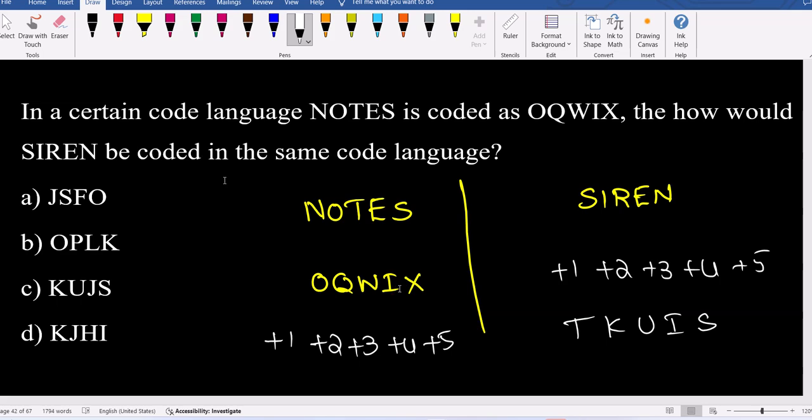Plus 1 T. Yeah, I think there's maybe a typing mistake here. The word "siren" is 5 letters, but here they've given only 4. It's generally a typing issue, it seems like. You can understand it's a typing issue. They've given only... In the exam also, something like this can happen.